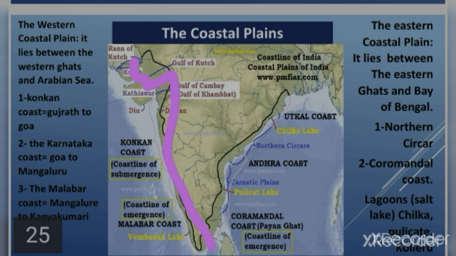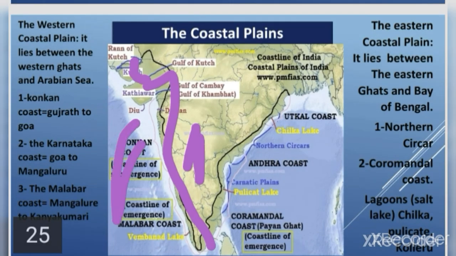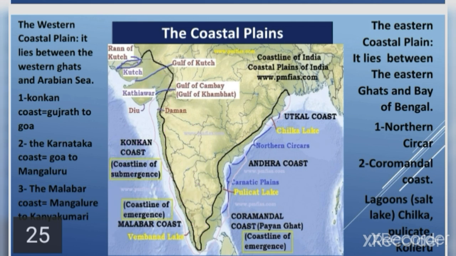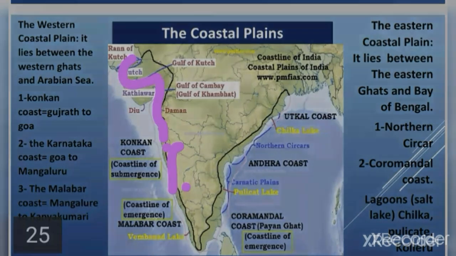Okay, the western coastal plains lie between the Western Ghats and the Arabian Sea. The Konkan coast starts from Gujarat to Goa, the Karnataka coast starts from Goa to Mangalore, and the Malabar coast starts from Mangalore to Kanyakumari. Okay children, these are the western coastal plains.